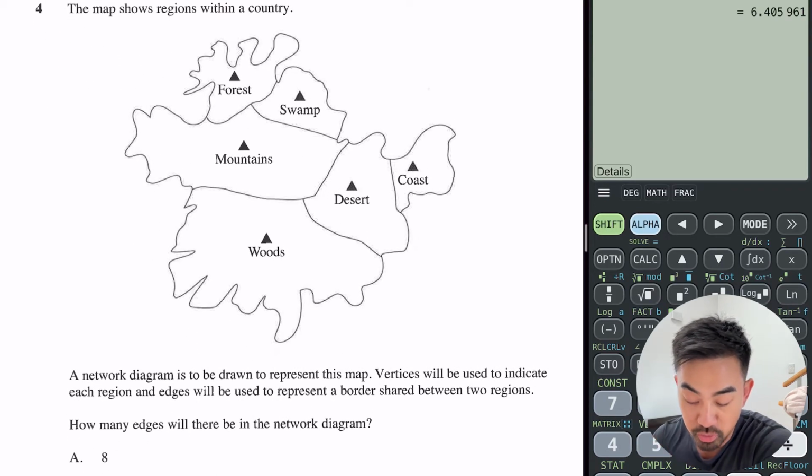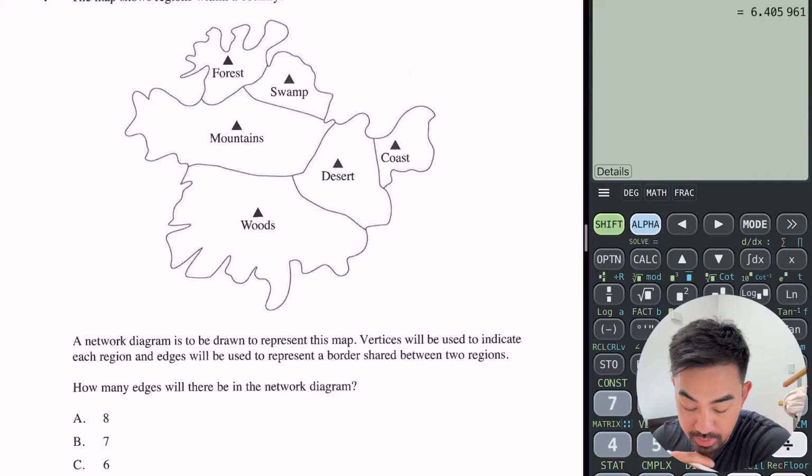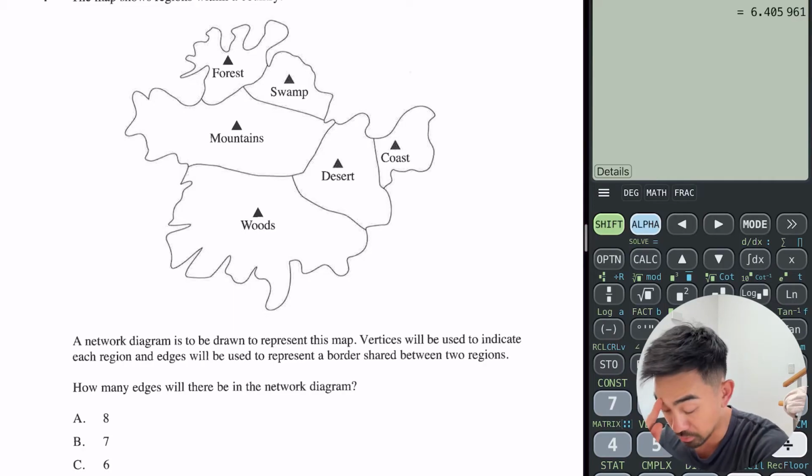Okay, 4. A map shows regions within a country. A network diagram is drawn to represent the map. Vertices will be used to indicate each region, and edges will be used to represent a border shared between two regions. How many edges are in the network?